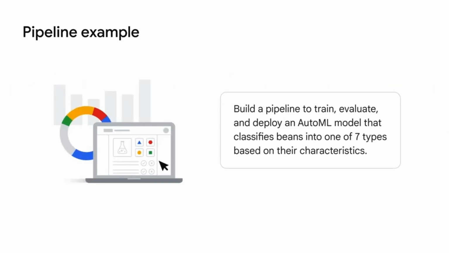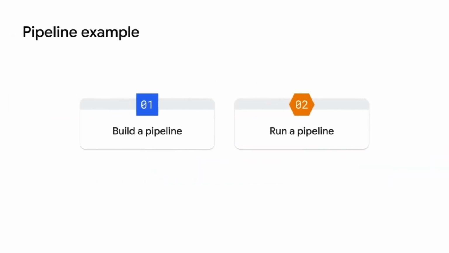Let's look at an example. Assume you want to build a pipeline to train, evaluate, and deploy an AutoML model that classifies beans into one of 7 types based on their characteristics. You have 2 main steps: build a pipeline and then run it.